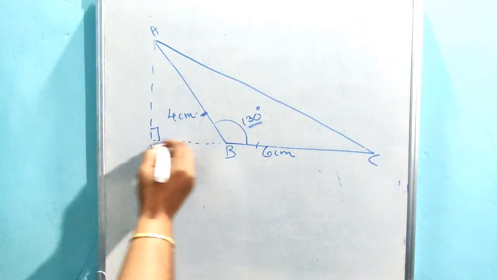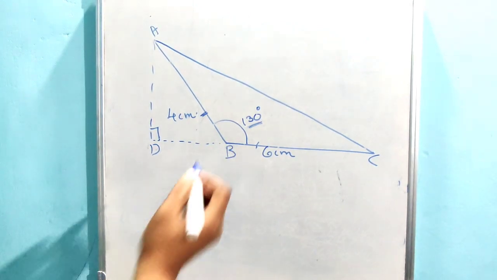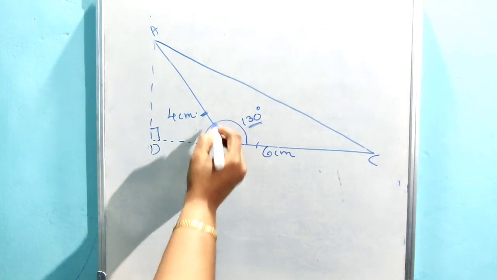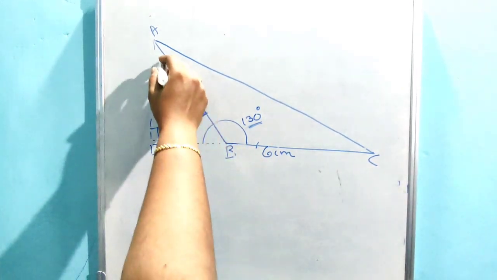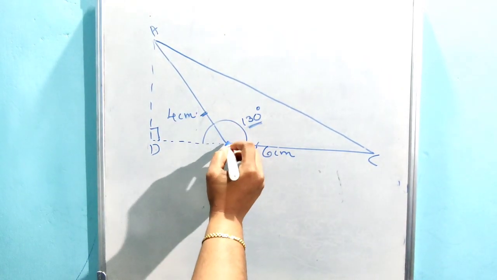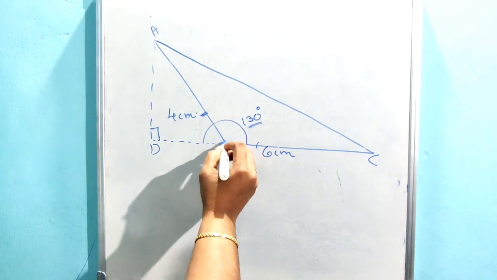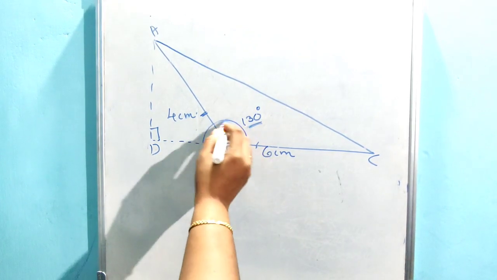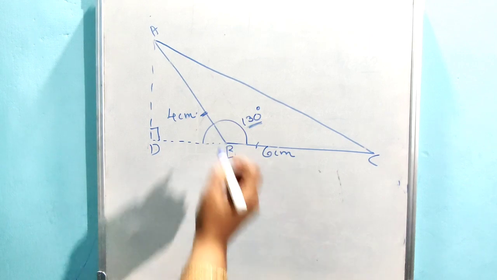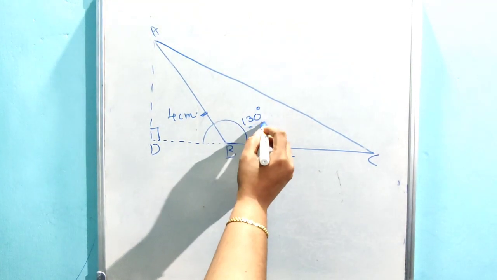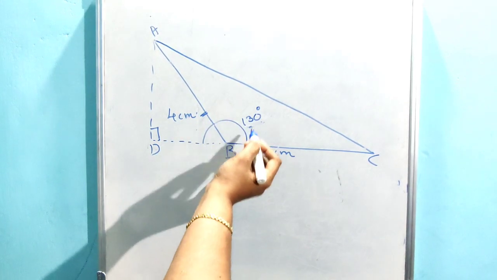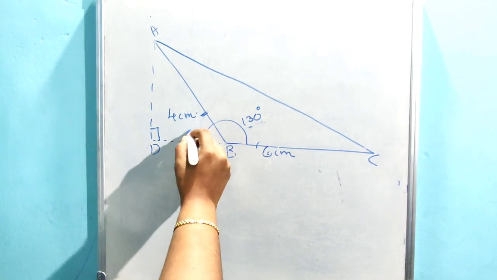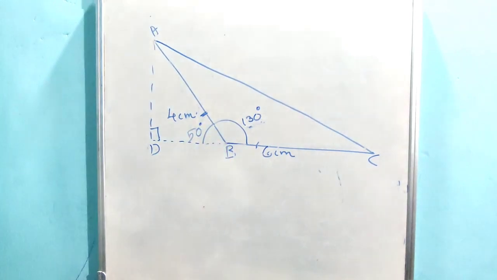See, consider this triangle. What about this angle? This forms a linear pair, right? From a straight line, if one line is drawn from any point on the line, then the sum of the angles formed is equal to 180 degree. So if this angle is 130 degree, this angle is 180 minus 130, that is equal to 50 degree.